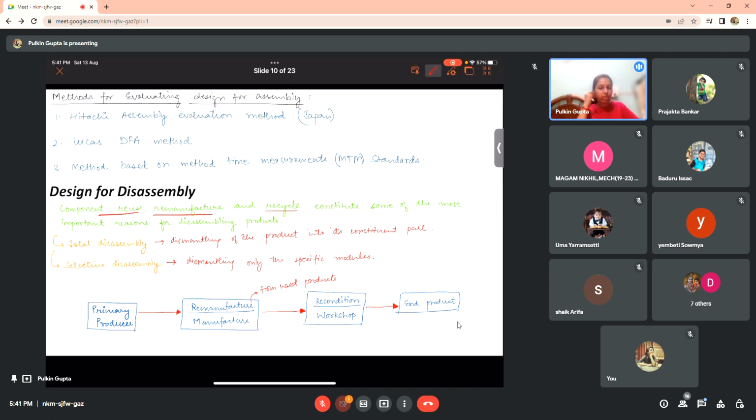So there is a difference between reuse, remanufacture, and recycle. Reuse is you take out a component and reuse it as it is in another product of yours. Then you have remanufacture. In this, you just go to the level of getting the raw materials out of your module. And recycle is you get the raw material and develop a new product out of it. Whereas in remanufacturing, you develop the same product as it was before. In recycling, you use it for some other purposes.